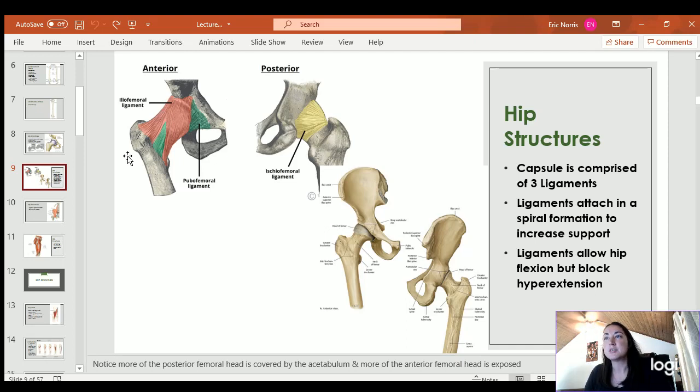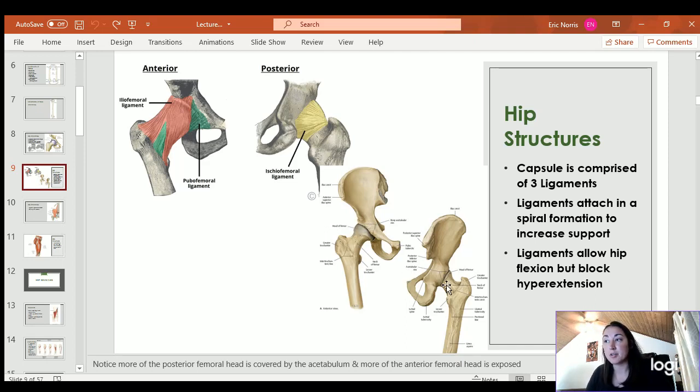As you notice, the anterior portion has a lot of coverage from the capsule. And if you look, here's the anterior portion of the hip. A lot of the femoral head is sticking out, is not covered by the acetabulum in the front.